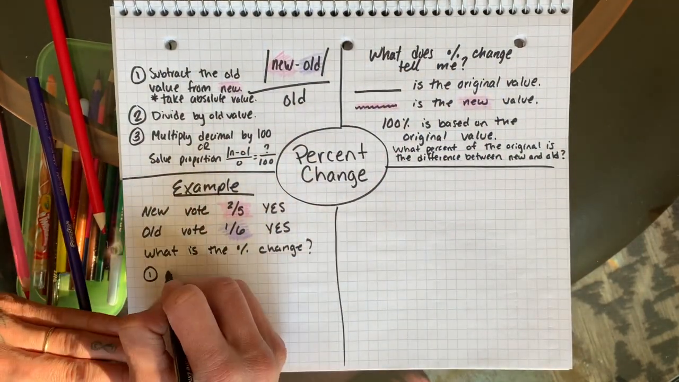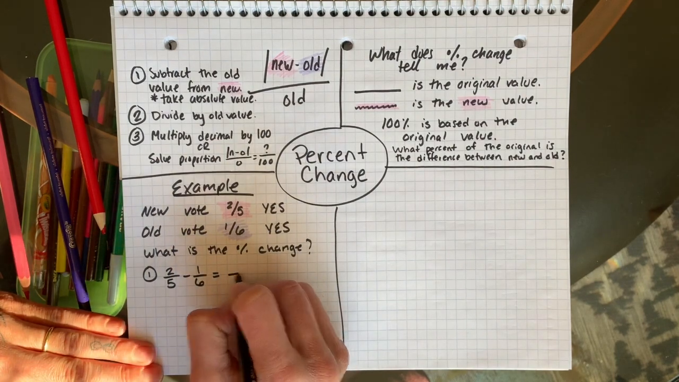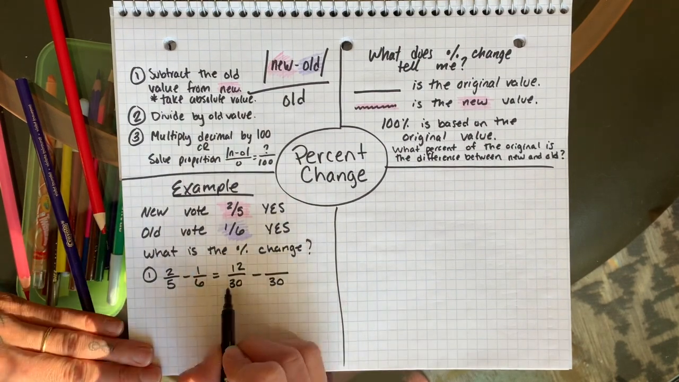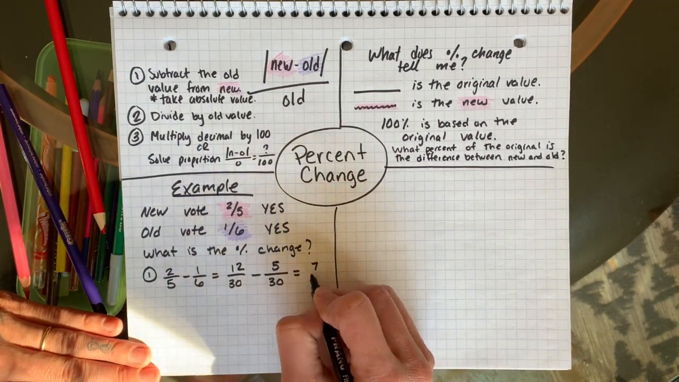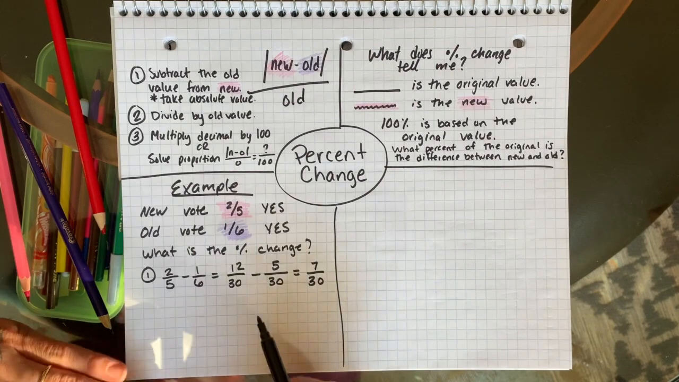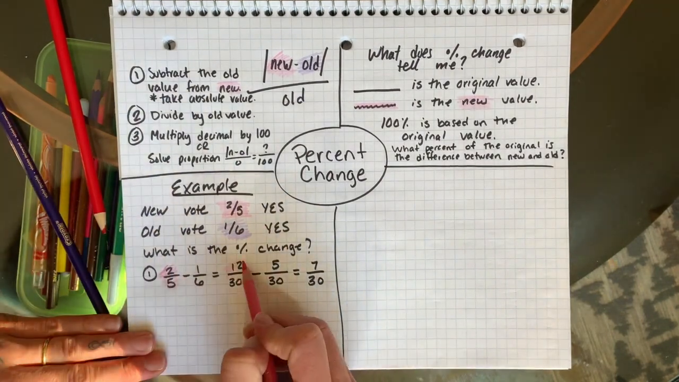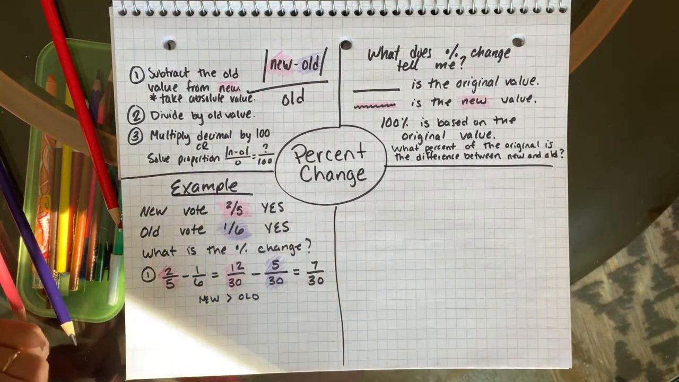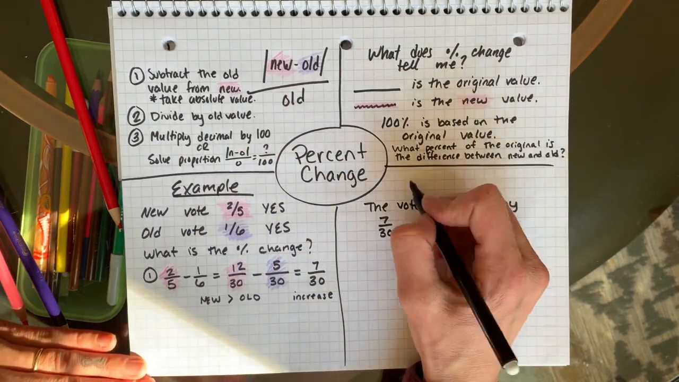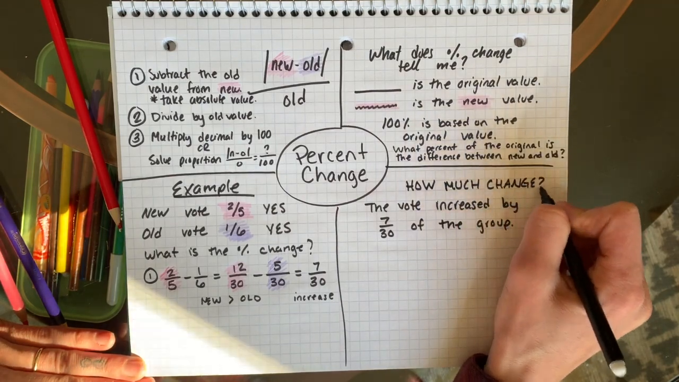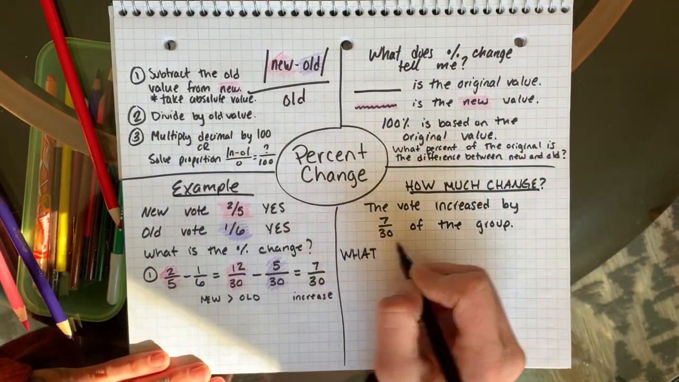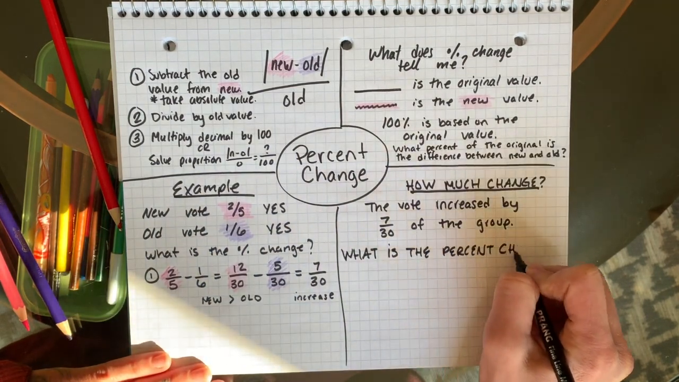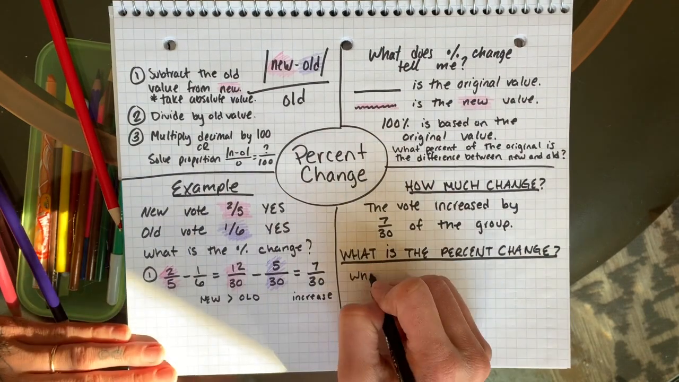To calculate percent change, first we need to find the difference of 2/5 and 1/6. They have a common denominator of 30 that makes 12/30 minus 5/30, and we get a change of 7/30. We know 2/5 is greater than 1/6 because 12/30 is greater than 5/30, so it's an increase of 7/30. 7/30 tells us how much it increased by, but we want to know what was the percent change based on the original amount. What percent of 1/6 is 7/30?